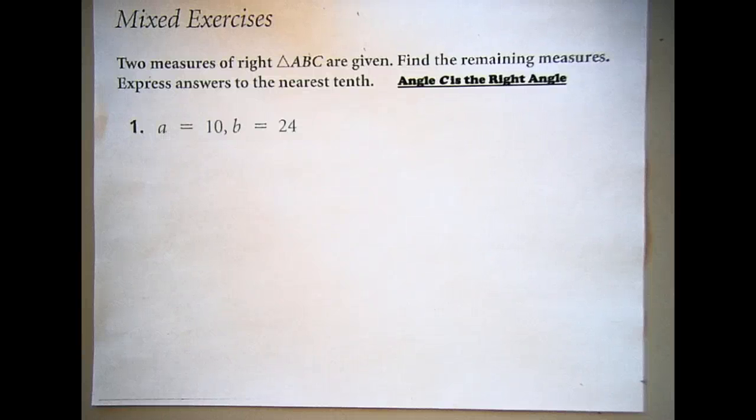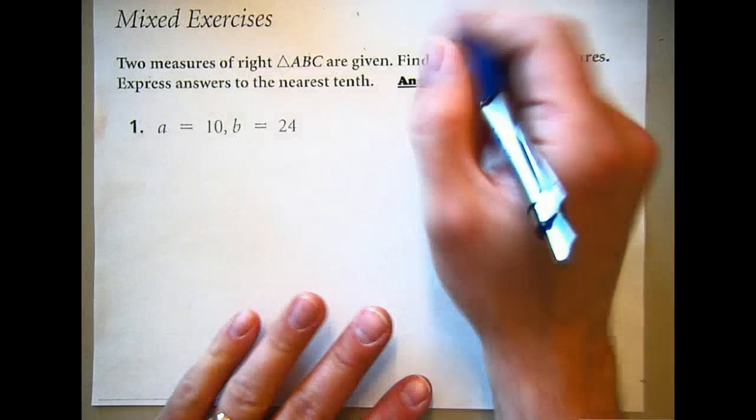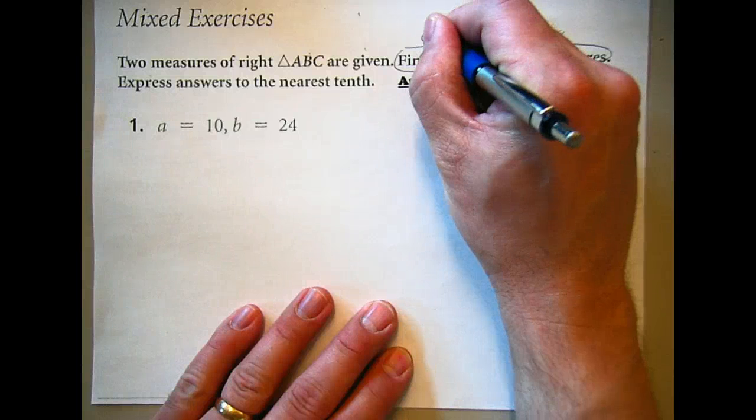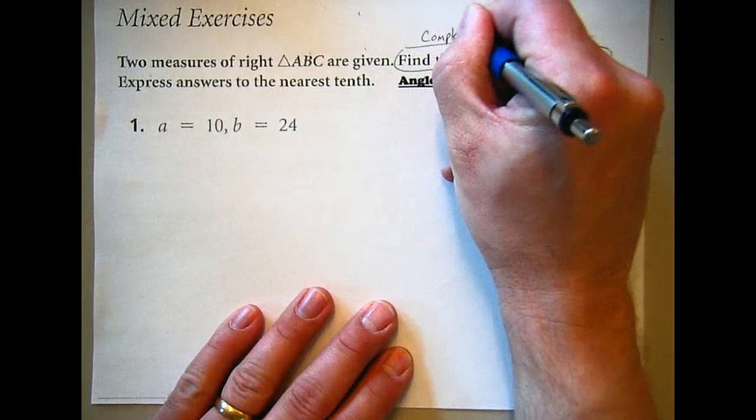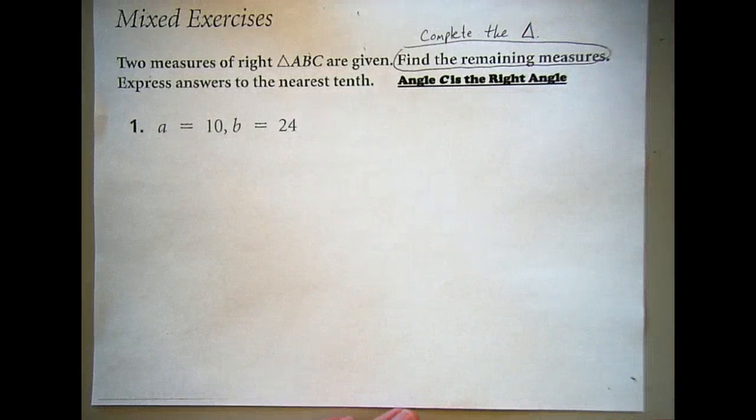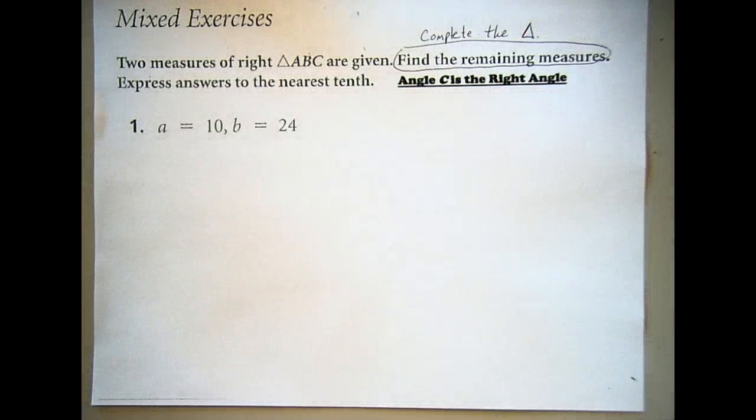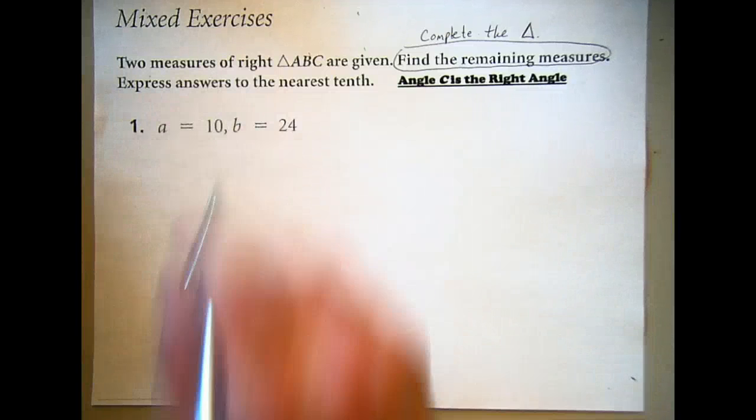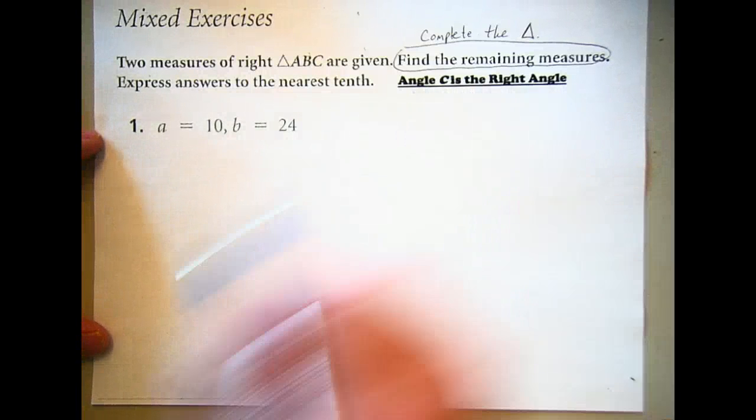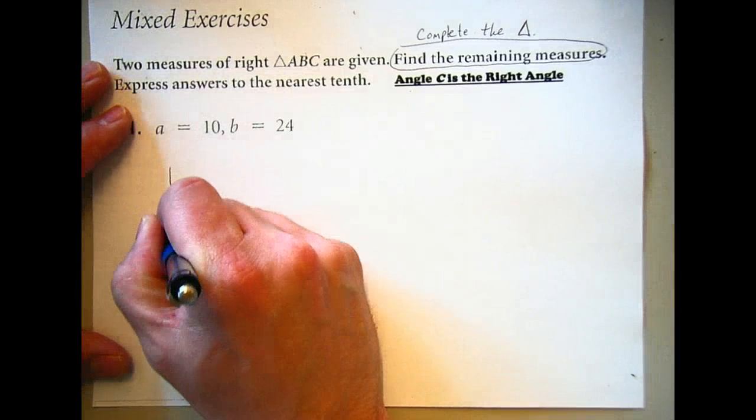Number 1. Two measures of a right triangle ABC are given. Find the remaining measures. This statement right here is a lot of times also stated as complete the triangle. Complete the triangle means find all the other measures. That means all angles and all sides. Express your answers to the nearest tenth. So, if they don't tell you what your right angle is, we're going to assume angle C is our right angle.